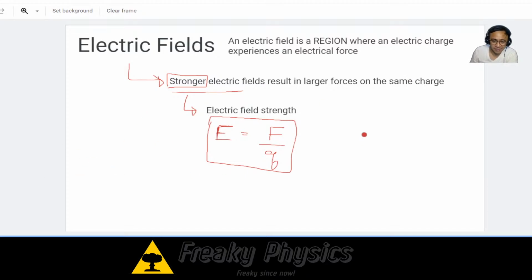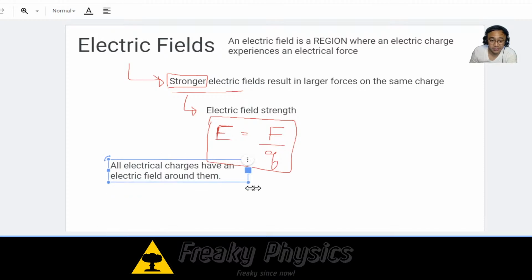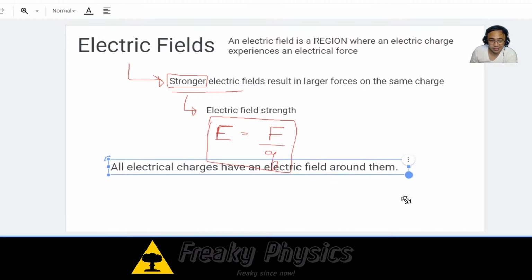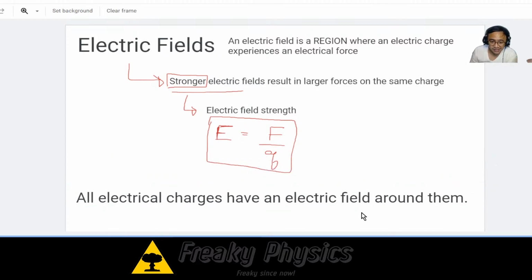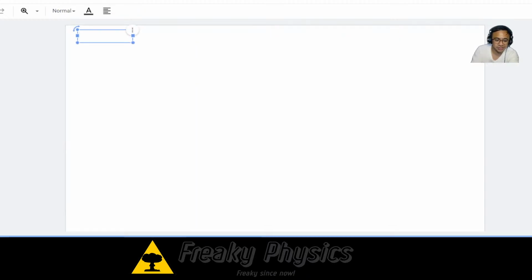If you think about it this way, all electrical charges have an electric field around them. That's the way they exert their forces onto other charges, right? So with this, let's take a look at the electric field around point charges.